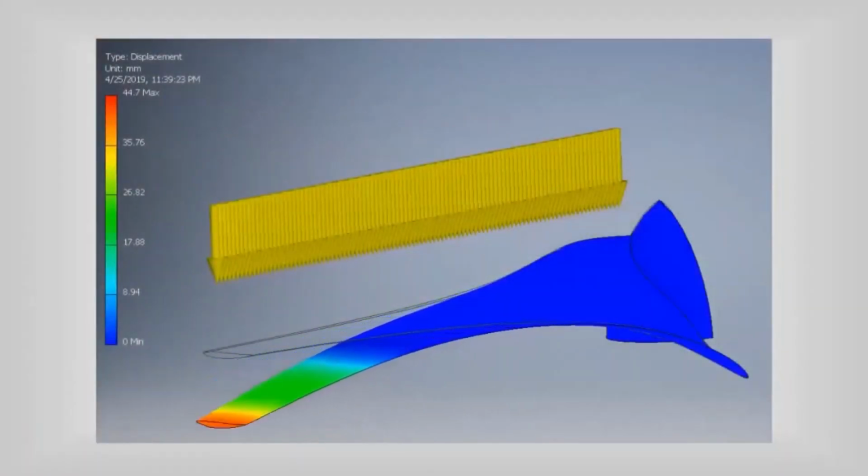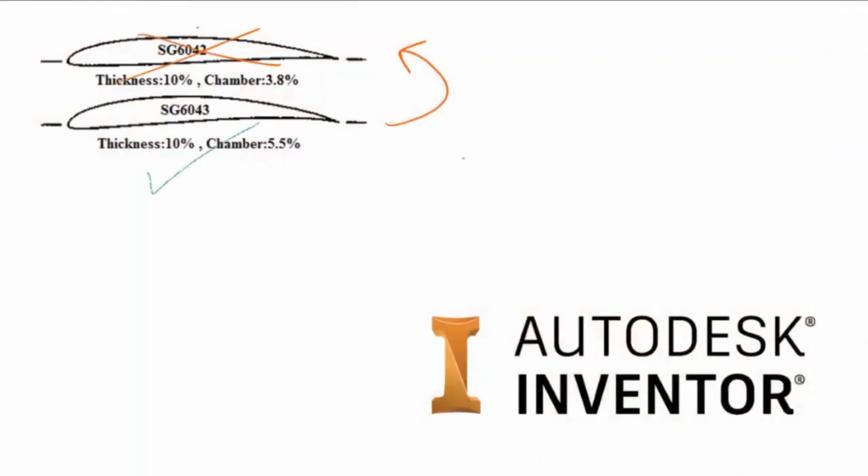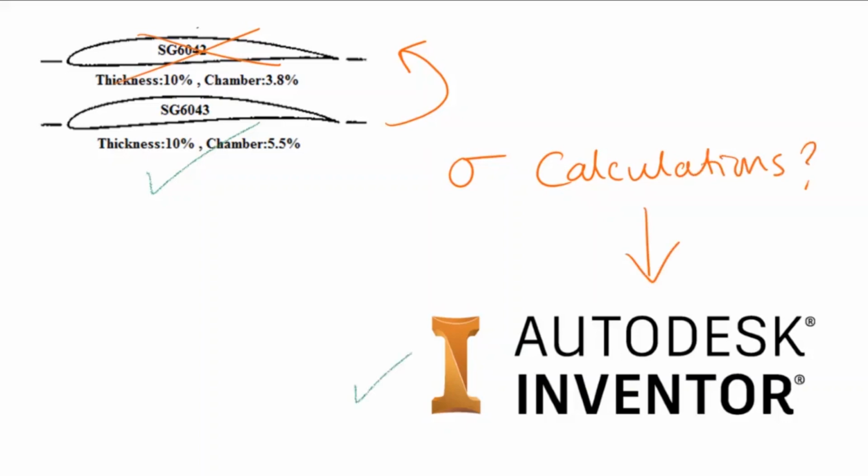The FEA analysis also overestimated the maximum deflection of the blade, as the deflection observed during the test was significantly lower than the predicted 4.47 cm deflection. This can be attributed to certain inherent assumptions made within the analysis model in Inventor. In retrospect, the SG6043 would have been a more suitable choice for better aerodynamic performance. Nonetheless, FEA in Inventor was able to provide a stress approximation which corresponded well with our calculations.